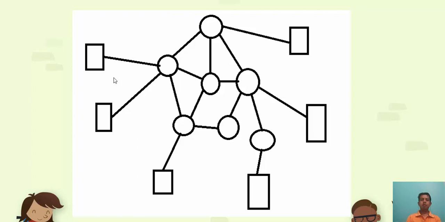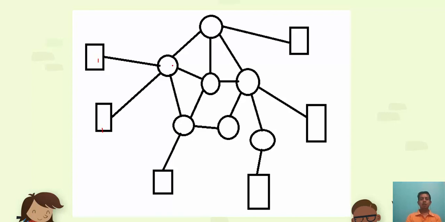Remember that every layer provides some services to the layer just above it. The network layer also provides a defined set of services to the transport layer. To get an overview of what the network layer does, let us see this figure. In a typical network, we see these different nodes connected via many intermediate routers. These rectangular shapes are end nodes, whereas the circle shapes are intermediate routers.